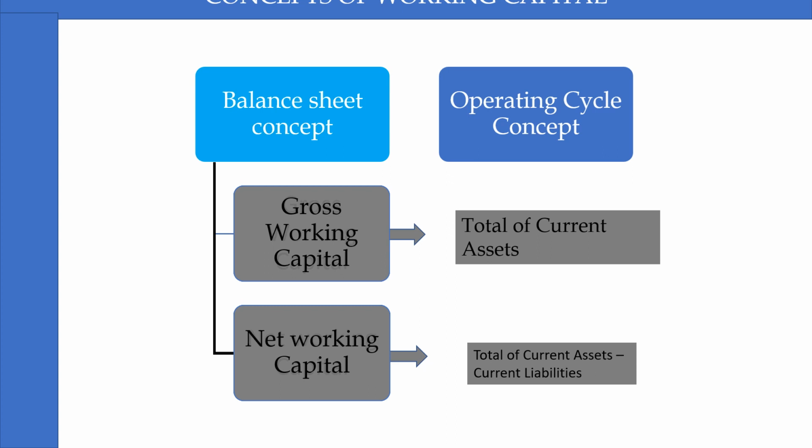And the second concept under the balance sheet concept is net working capital. Net working capital is nothing but total of current assets minus current liabilities. In other words, excess of current assets over current liabilities is called net working capital.